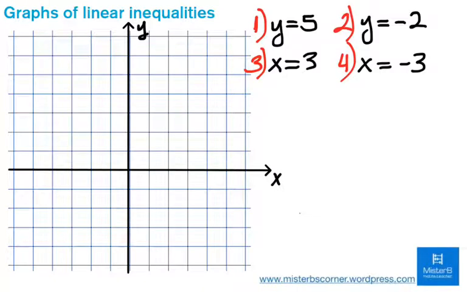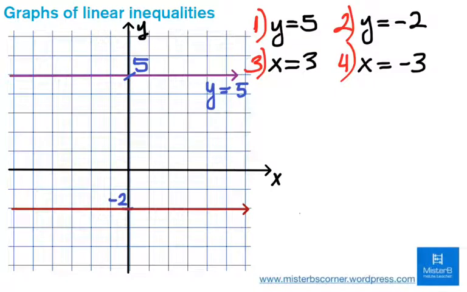For the first equation, y equals 5 must cut the y-axis at 5. So the graph will look like this. It's going to be parallel to the x-axis, whereas y equals -2 will pass through the y value of -2 and it will again be parallel to the x-axis. So it's going to be y equals -2.